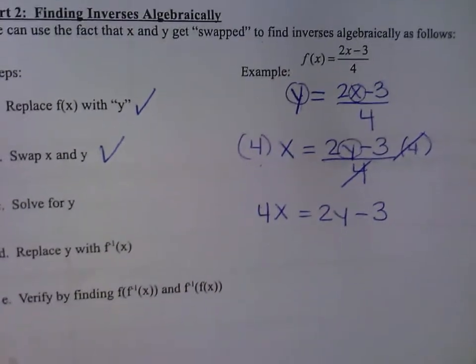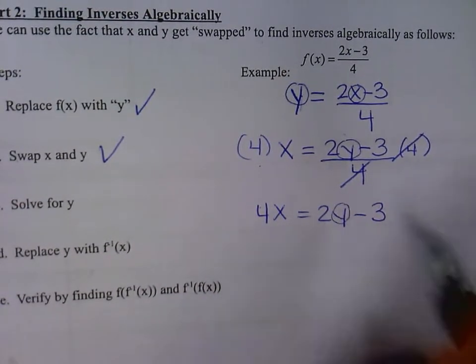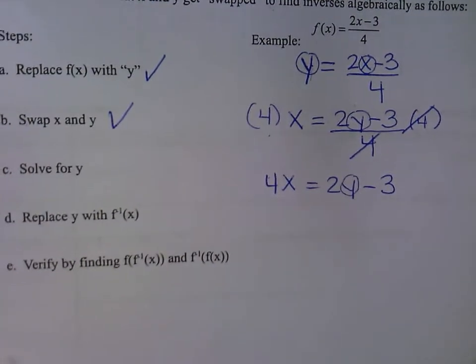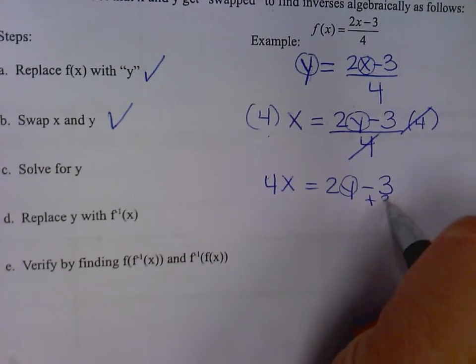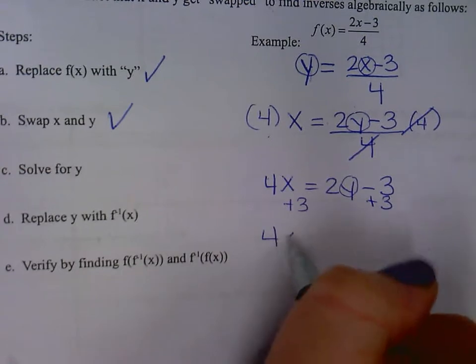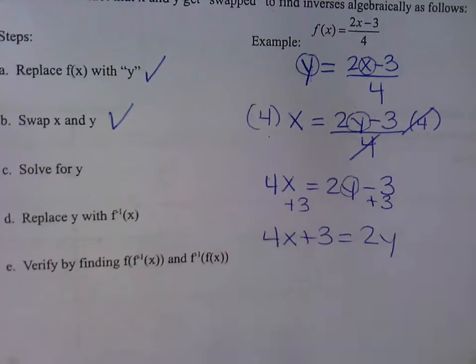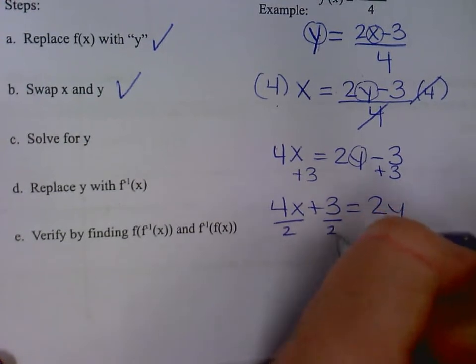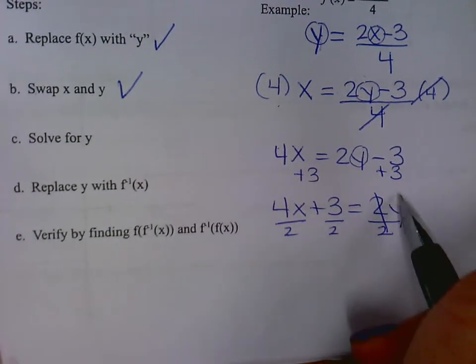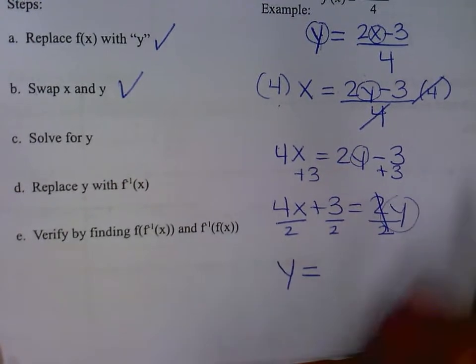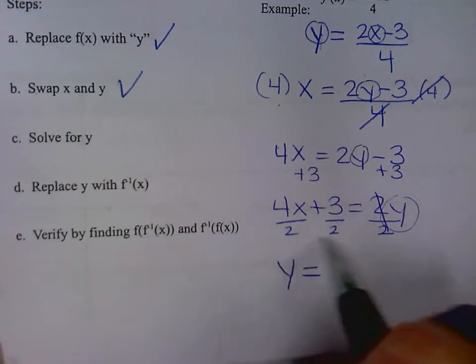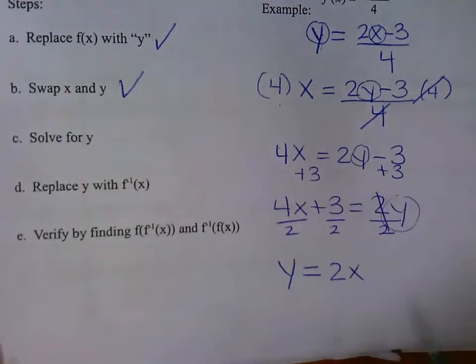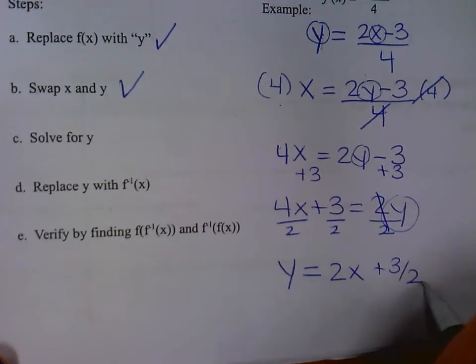What's the next thing that I can do? I'm trying to get y by itself. What would you do next to get y by itself? Yep, add 3 to the other side. These are not like terms, so 4x plus 3 equals 2y. And what's my last step to get y by itself? All right, so I'm kind of running out of room here. So I'm going to divide by 2 and rewrite this as y equals, because see how now y is by itself? So I really have 2x, because 4 divided by 2, and plus 3 halves, or plus 1.5.